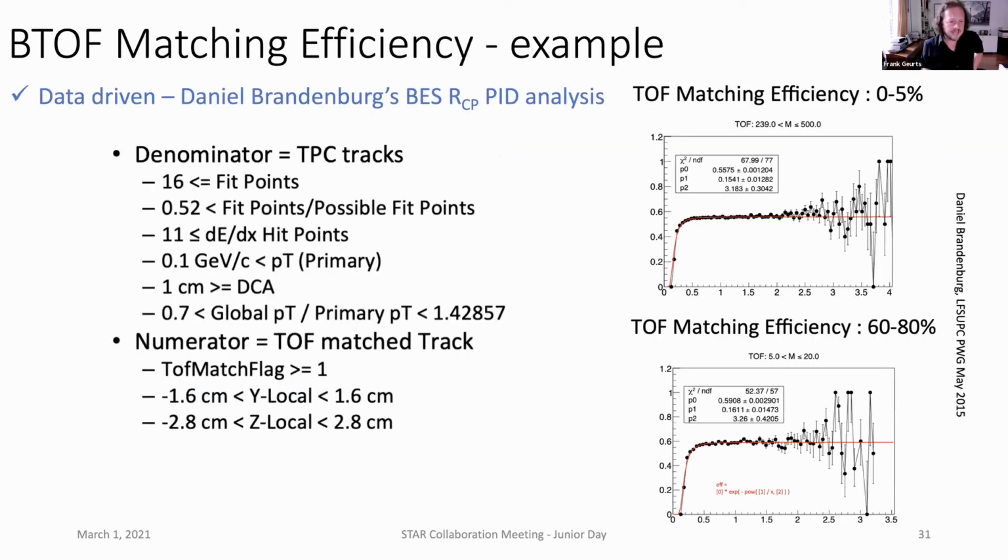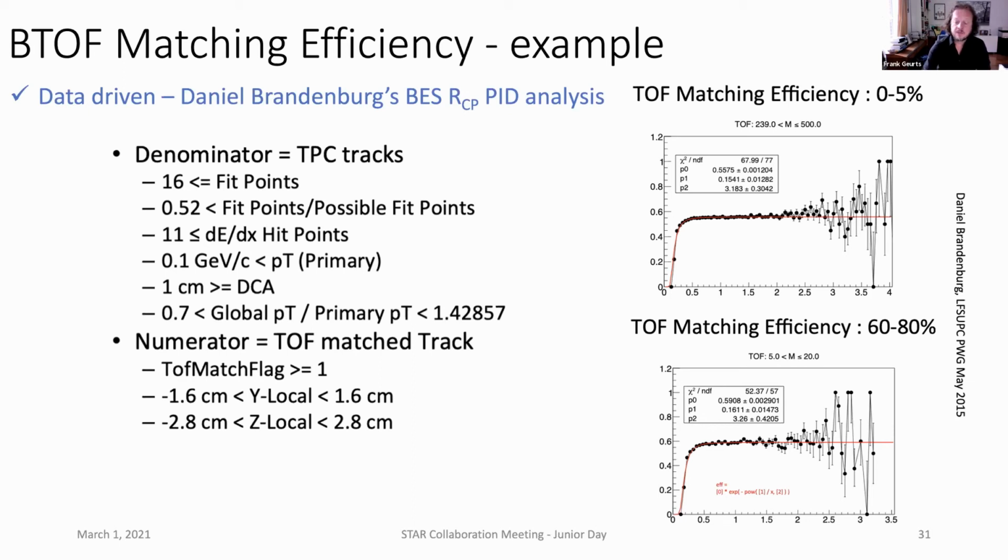one last example of how the time of flight is showing up in your analysis. Matching efficiencies. Most of the time people rely on this data-driven method. I show here an analysis that Daniel Brandenburg has done for this BMAScan RCP paper, where you indeed look at the denominator TPC tracks, and then in the numerator you look at the TOF match tracks, and you can see here some data-driven plots of the matching efficiency.